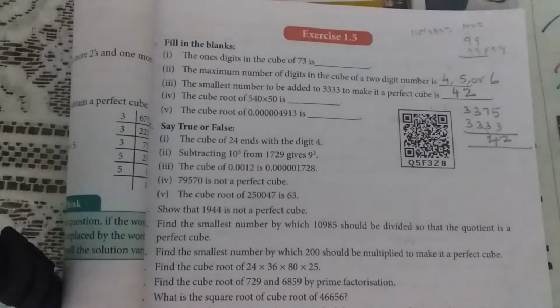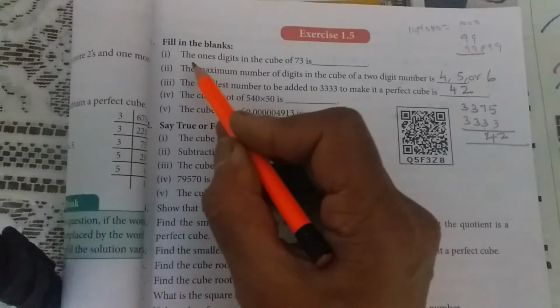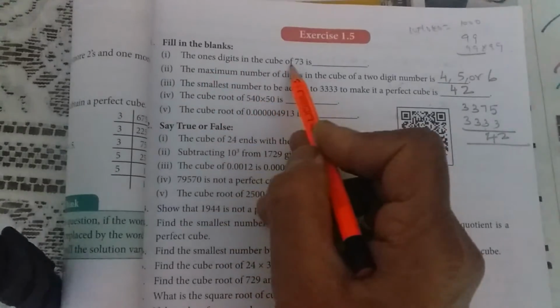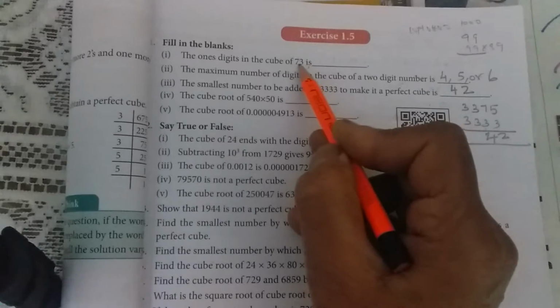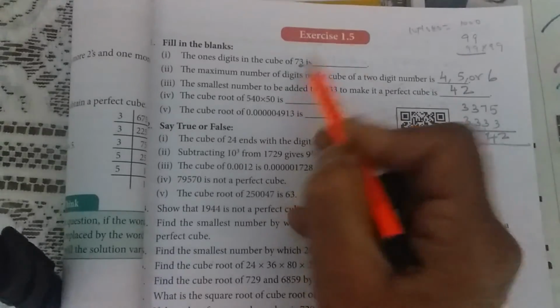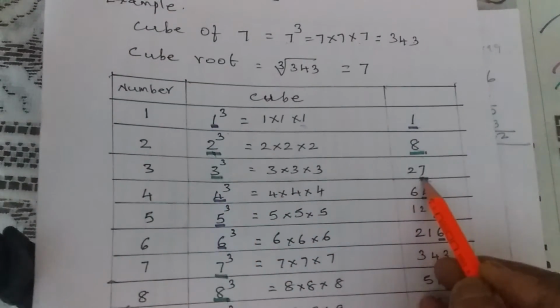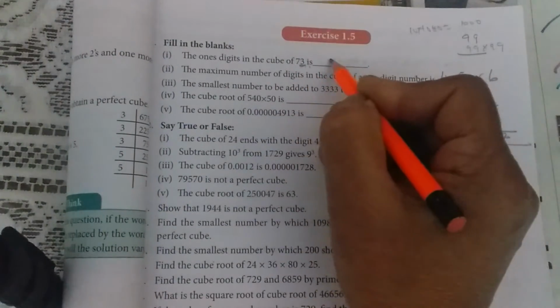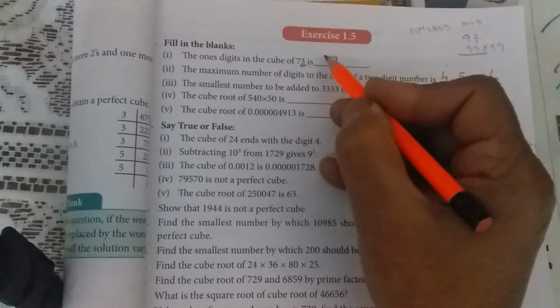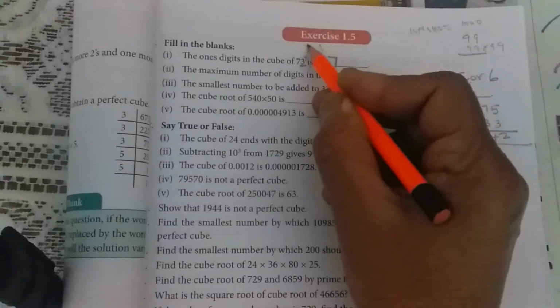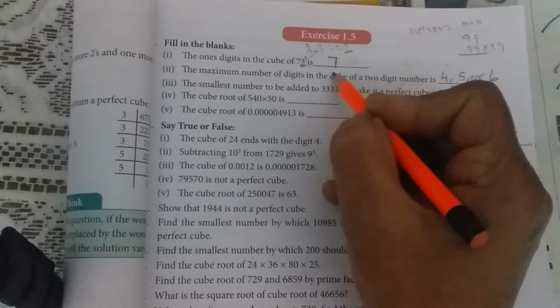So children, using these basic concepts, let us solve exercise 1.5. The first one, fill in the blanks. First question, the ones digit in the cube of 73. Just now we saw the cube of a number ending with 3. If the number ends with 3, then the cube of the number ends with 7. So we use this property here. 3 into 3 into 3: 3 3s are 9, and 9 3s are 27. That ends with 7.